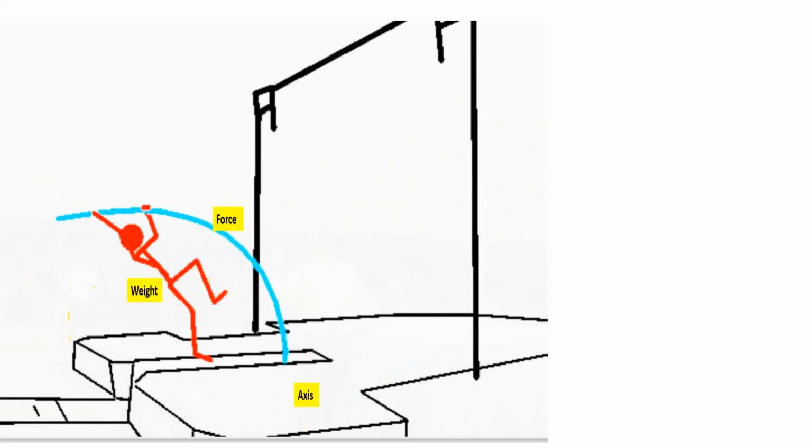And thus, the body becomes the weight at one end and the axis is at the other end. What is in the middle? Yes, force. Then it belongs to the third class lever.